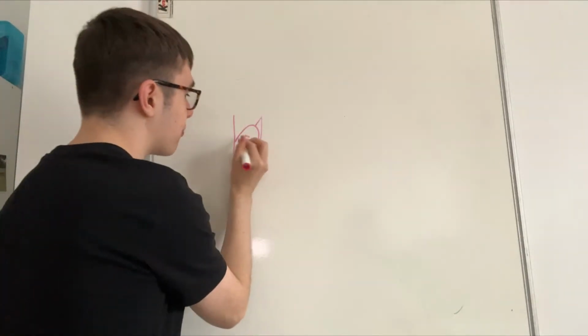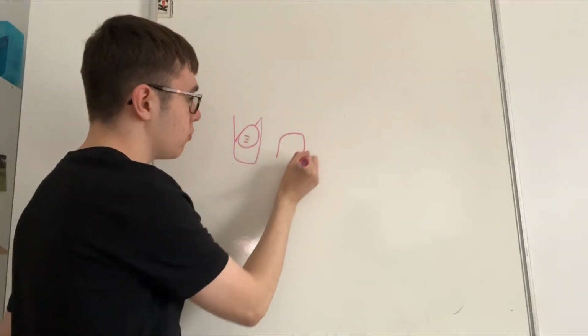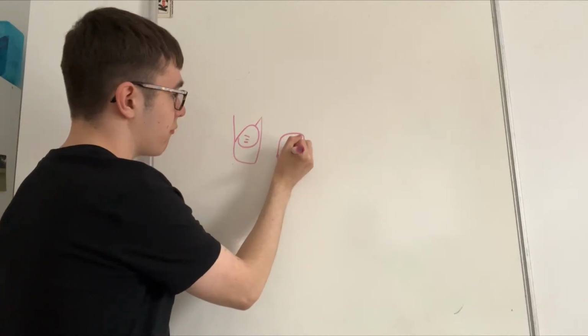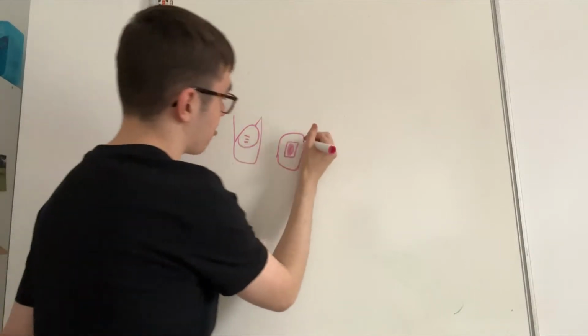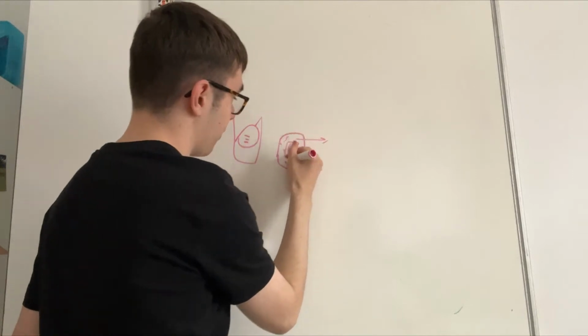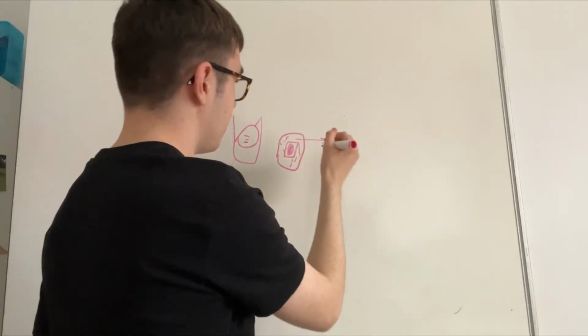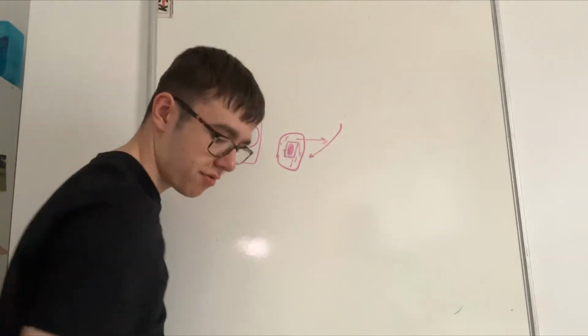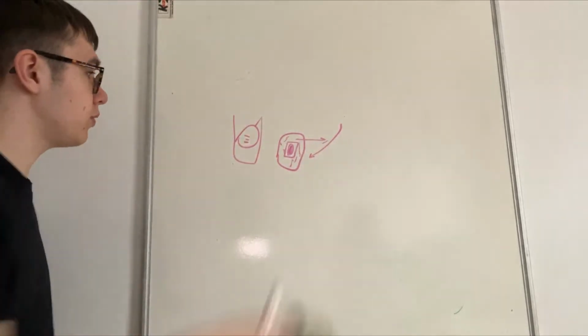Well, we need to break down the cell walls. The cell walls will prevent something from bursting. Cell walls are thick, so they're going to prevent the solution from getting in. So you need to break that cell wall down.